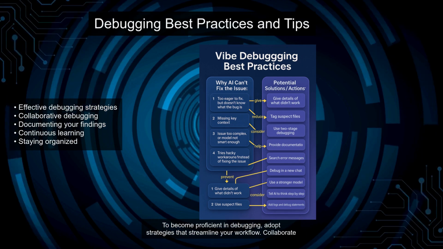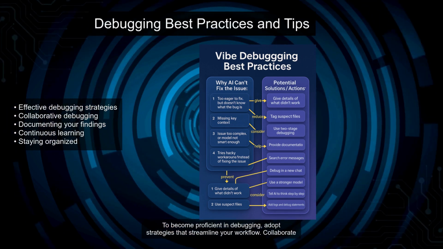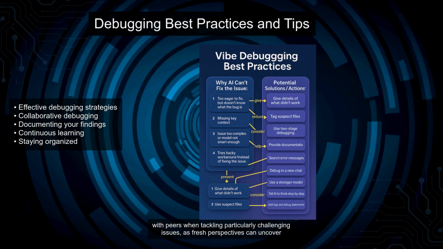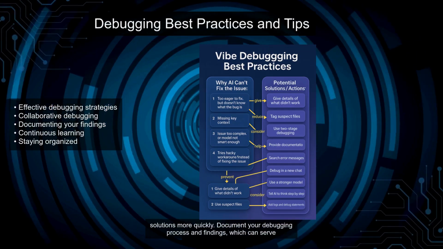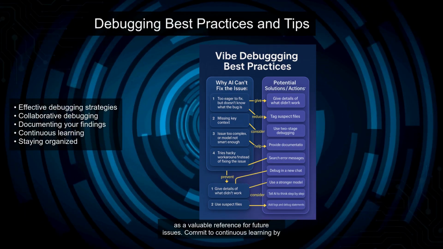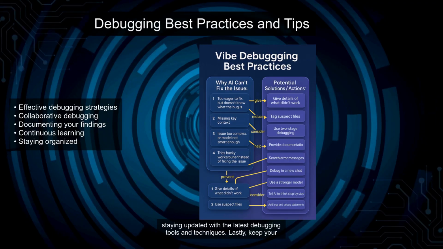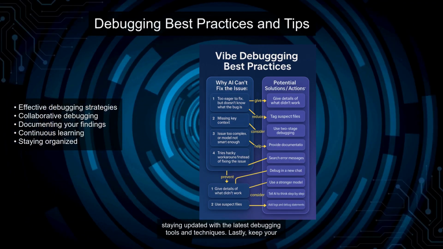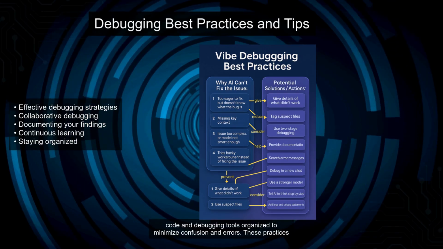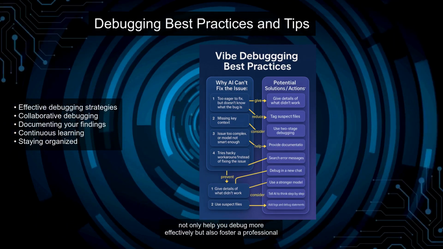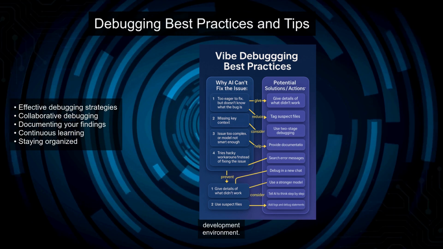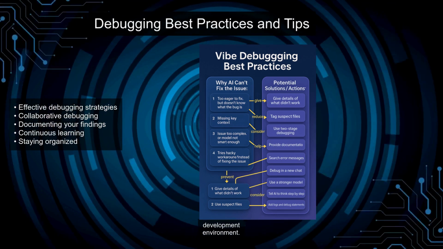To become proficient in debugging, adopt strategies that streamline your workflow. Collaborate with peers when tackling particularly challenging issues, as fresh perspectives can uncover solutions more quickly. Document your debugging process and findings, which can serve as a valuable reference for future issues. Commit to continuous learning by staying updated with the latest debugging tools and techniques. Lastly, keep your code and debugging tools organized to minimize confusion and errors. These practices not only help you debug more effectively but also foster a professional development environment.